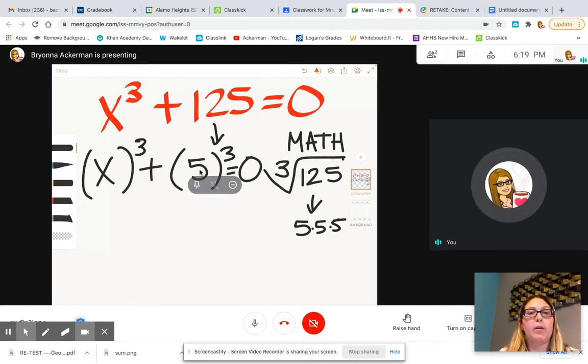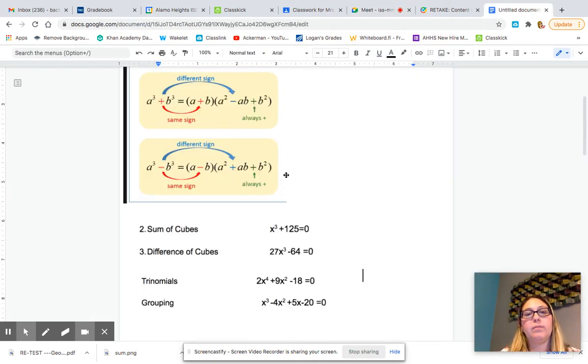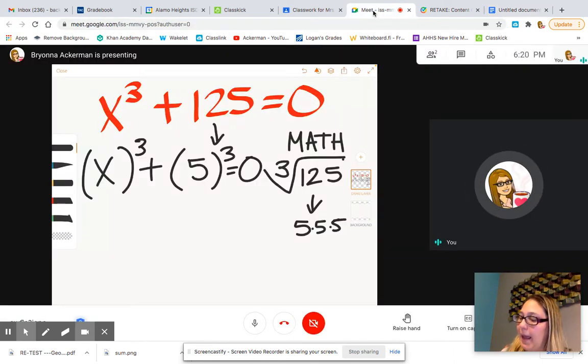Remember, the formula for sum looks like something a cubed plus b cubed, okay? And then we've got the formula here. So now that I have an a and a b, I can just plug it right into this formula. My a in this case is x, and my b is 5. So I have x plus 5.